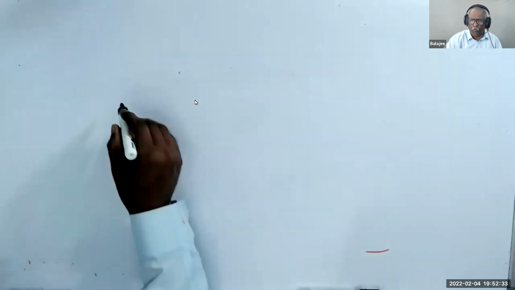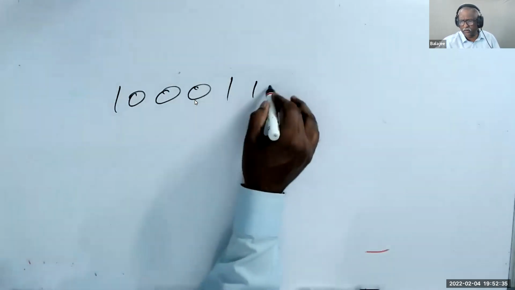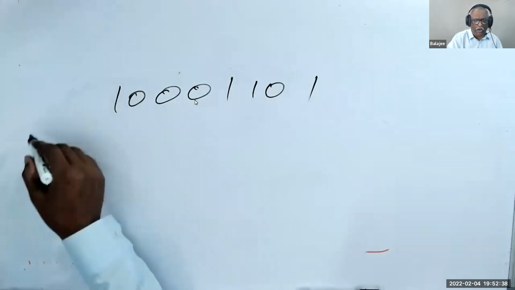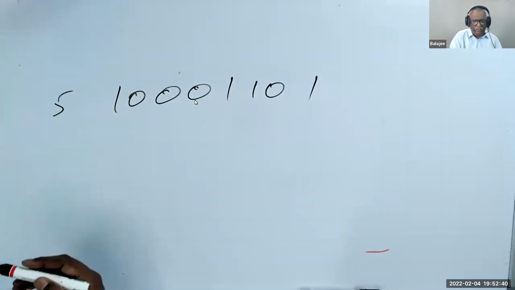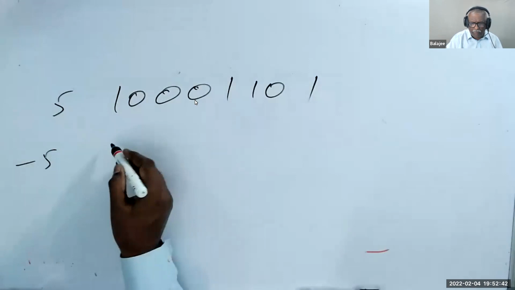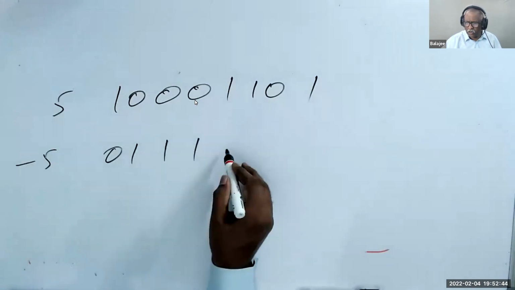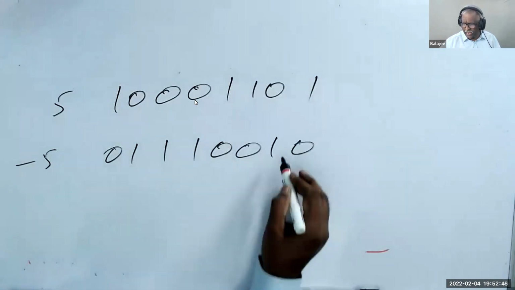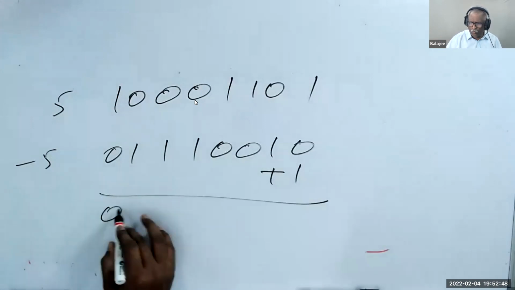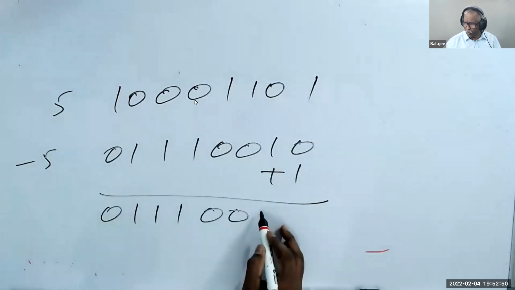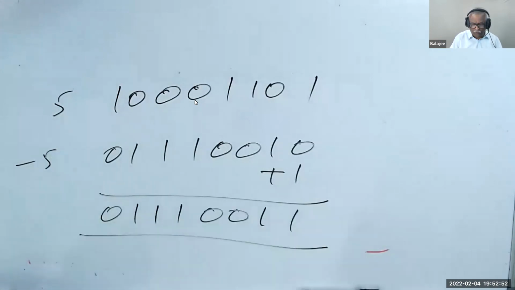So 2's complement is this. If you take a number 00000101, this is 5. Now what is minus 5? Take the 2's complement: invert and add 1 to it. This is called minus 5. Please understand the difference between 5 and minus 5. They are not as easy as you think.